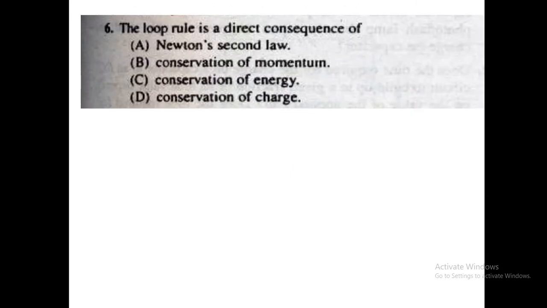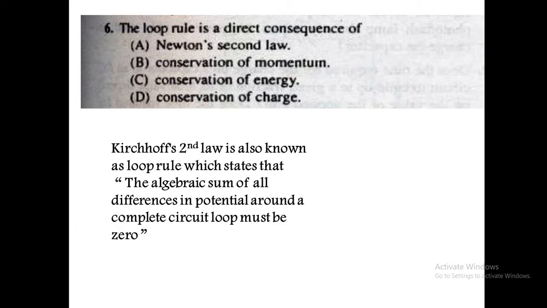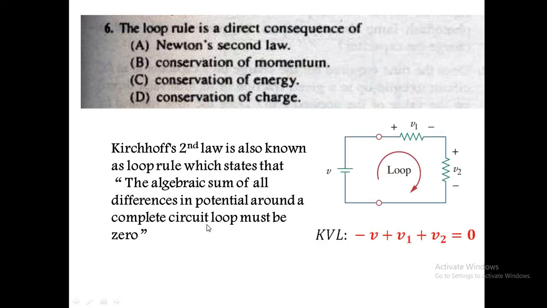Question number 6. The loop rule is a direct consequence of Newton's second law, conservation of momentum, conservation of energy, or conservation of charge. The loop rule is also named Kirchhoff's second rule, which states that the algebraic sum of all differences in potential around a complete circuit loop must be 0. In this loop rule, if the battery is providing a certain potential, then the potential drop across each resistor or appliance is conserved. So the loop rule is a direct consequence of conservation of energy. So option C is the correct option.